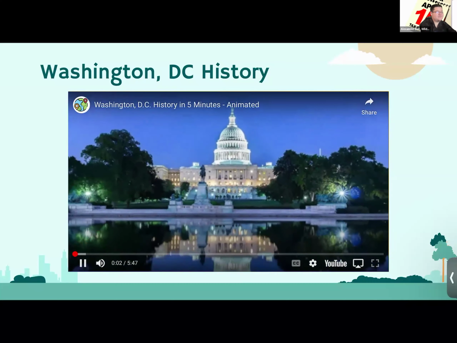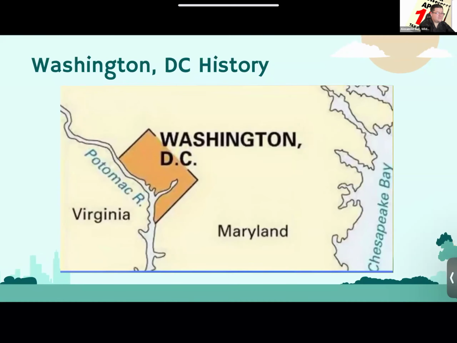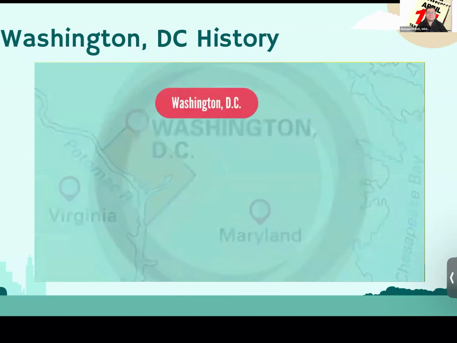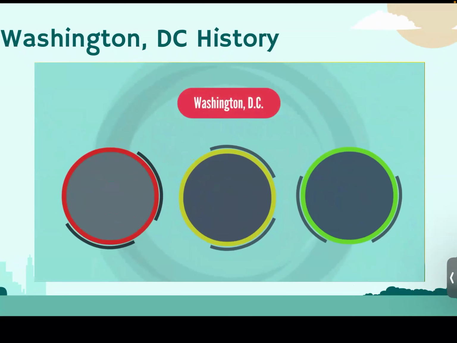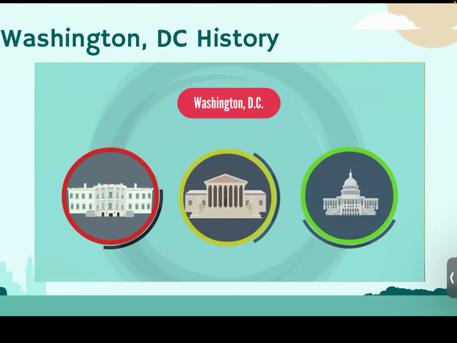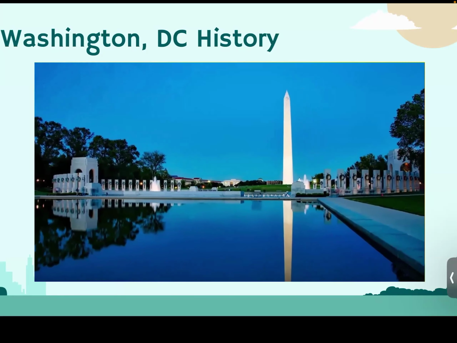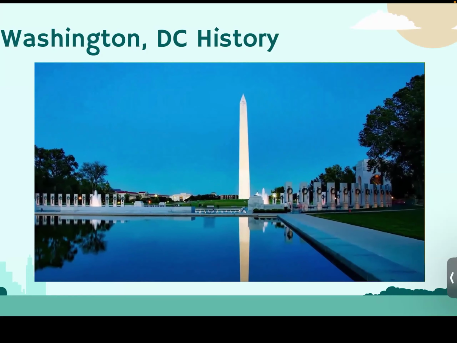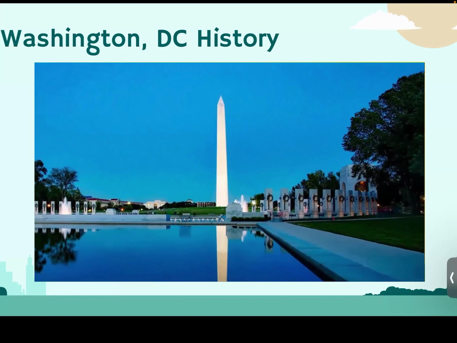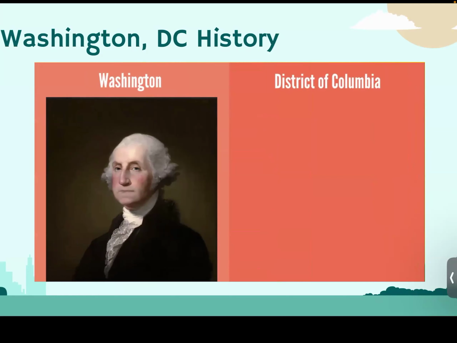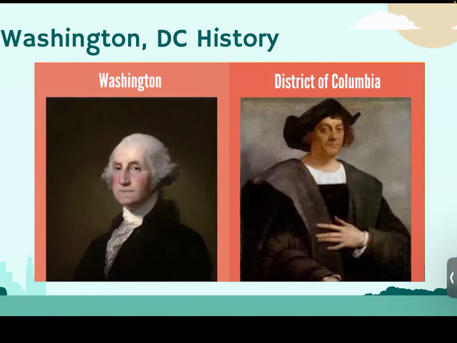Washington, D.C. is the capital of the United States. Located between Virginia and Maryland on the north bank of the Potomac River, the city is home to all 3 branches of the federal government, as well as the White House, the Supreme Court, and the Capitol Building. Washington had an estimated population of 700,000 as of July 2018, making it the 20th most populous city in the United States. It was founded in 1791 and named after President George Washington. Columbia, in District of Columbia, refers to Christopher Columbus.